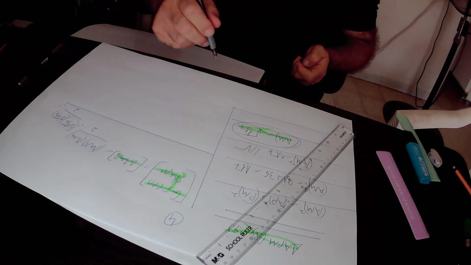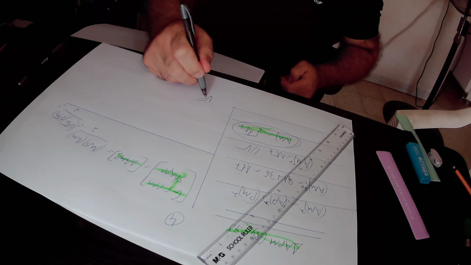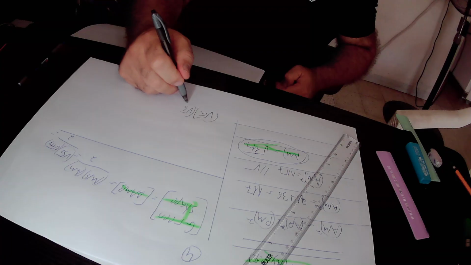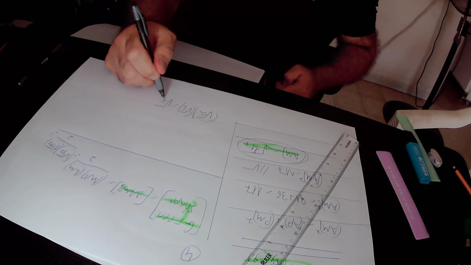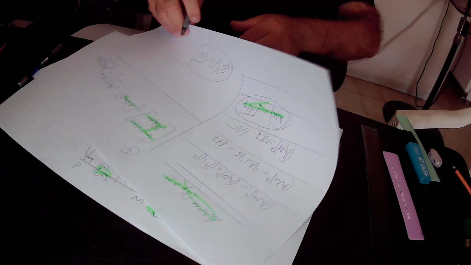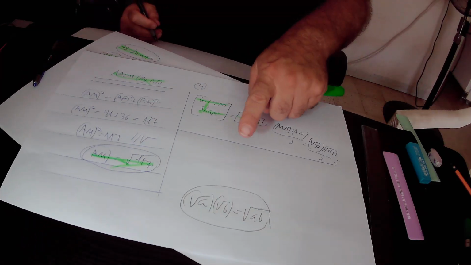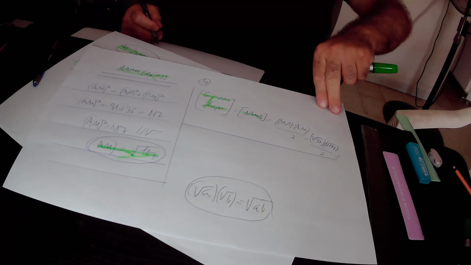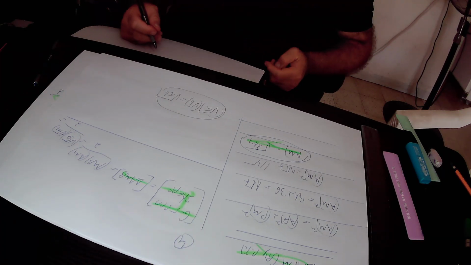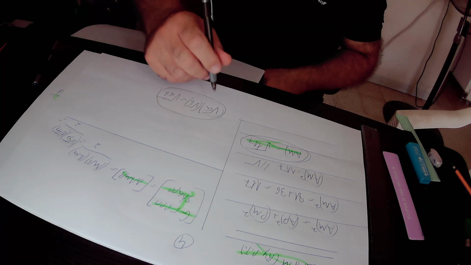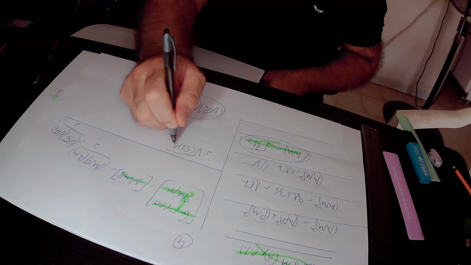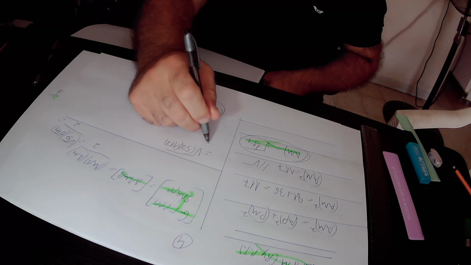Here's the algebraic identity that says that the square root of A times the square root of B is equal to the square root of A times B. Again, the square root of A times the square root of B equals the square root of A times B. So according to this algebraic identity, the square root of 52 times the square root of 117 is equal to the square root of 52 times 117, divided by 2.